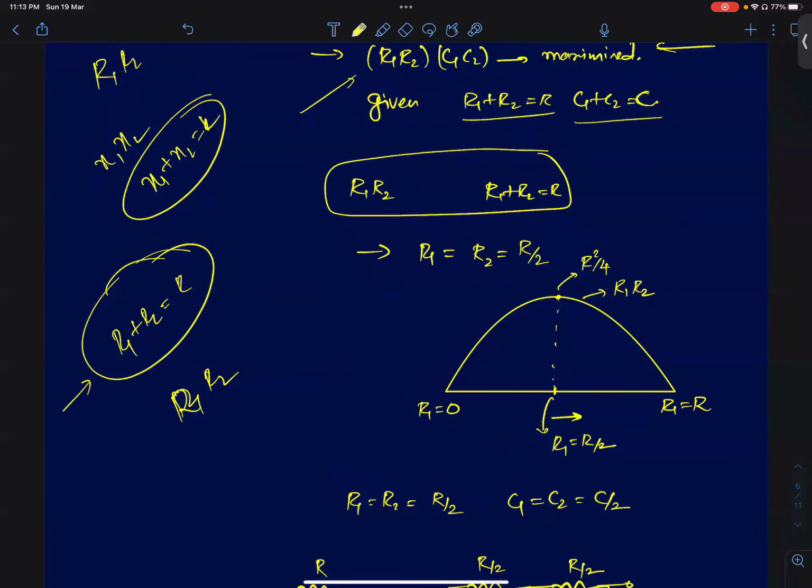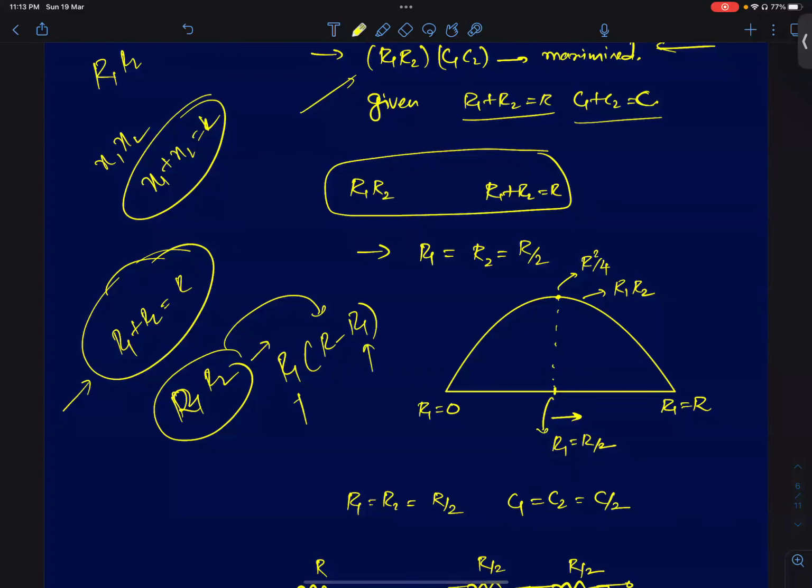So first I'll start sweeping R1 from 0 to R. And I'll try to plot this function R1 into R2. So this can be written as R1 into R minus R1. So it becomes a simple second order parabolic function. When R1 is 0, the product is 0. And when R1 is R, again the product is 0.